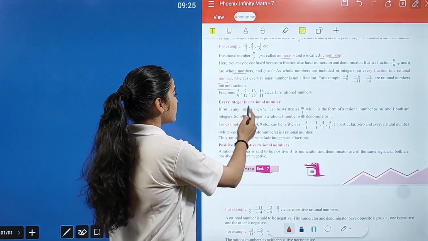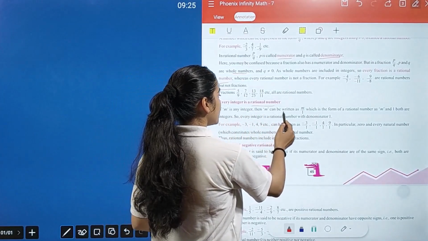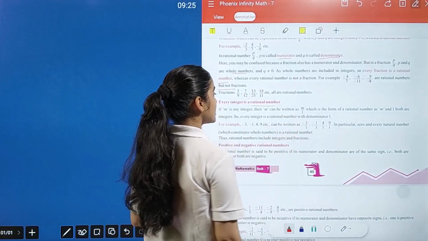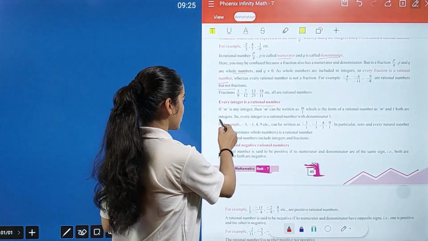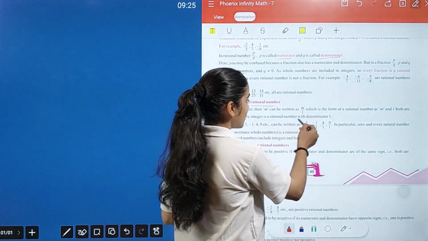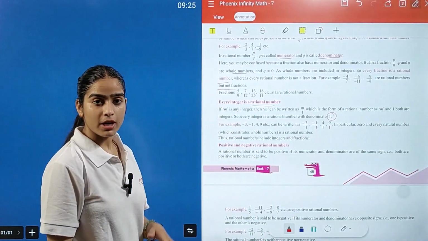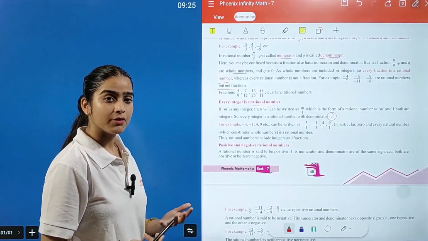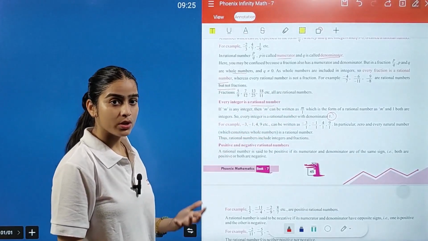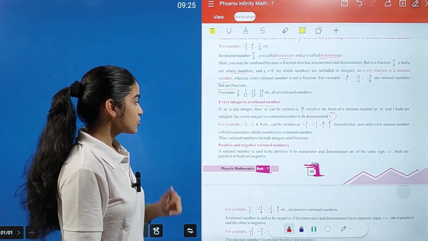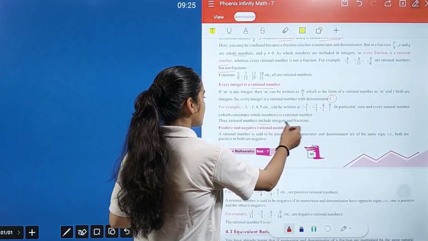Now every integer is a rational number. If m is any integer, then m can be written as m by 1, which is the form of a rational number, as m and 1 are both integers. So every integer is a rational number with denominator 1. Every integer and every whole number is a rational number, because if we don't have a denominator, we can write 1 as the denominator. Thus rational numbers include integers and fractions.